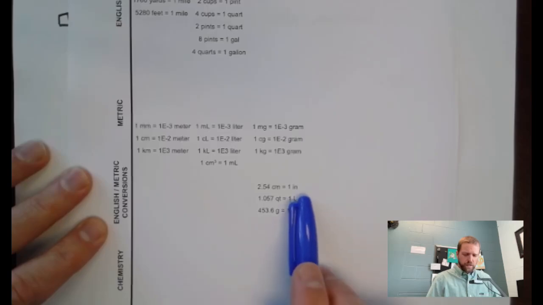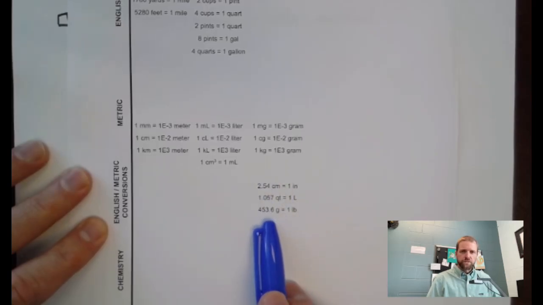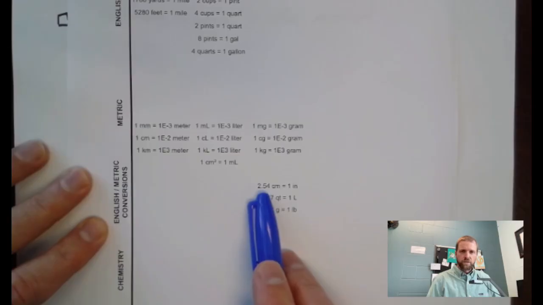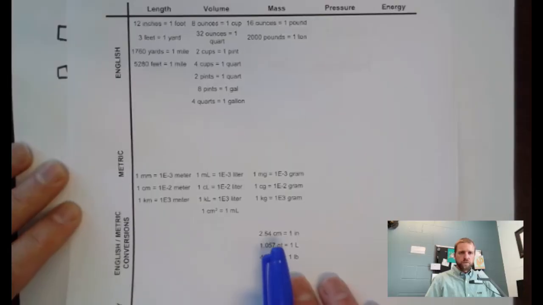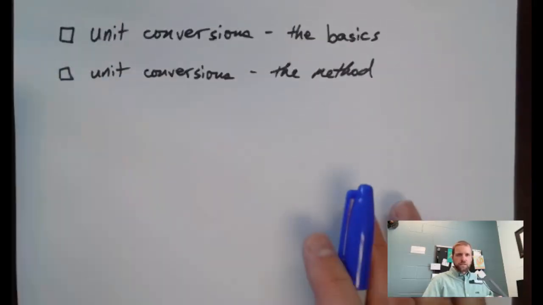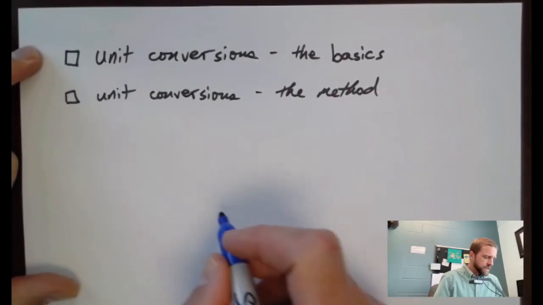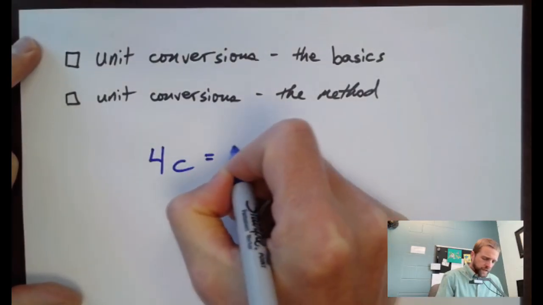And then down here are 3 conversion factors that connect the English system to the metric system. So we know that there are 2.54 centimeters in 1 inch. Okay, so just for the sake of this, to look at the basics of unit conversions, let's take that 4 cups equals 1 quart.